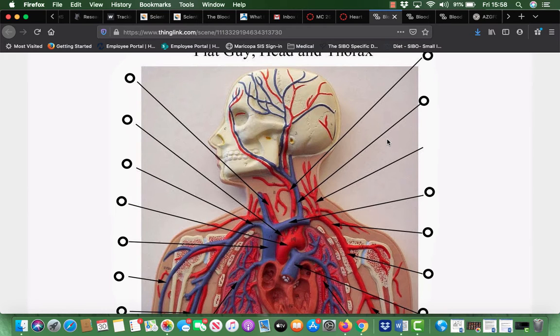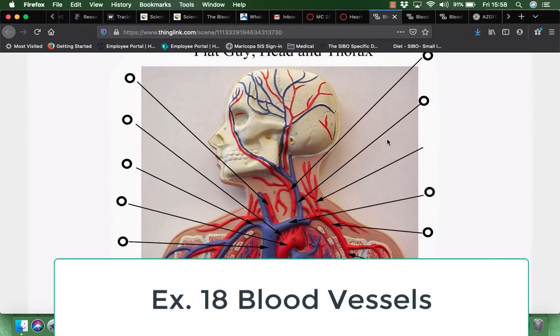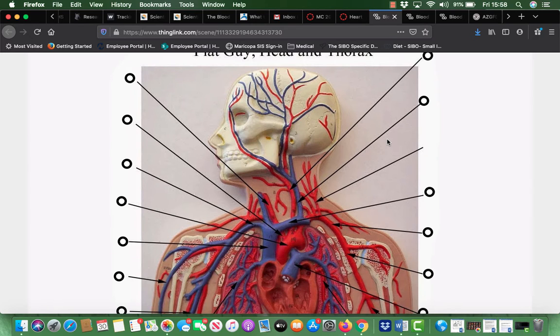So this is going to be exercise 18, which is the second part to the cardiovascular system labs, and this one would be called the blood vessels. Basically, this lab is going to go through naming the blood vessels, and it's going to mostly go through the systemic circulation.